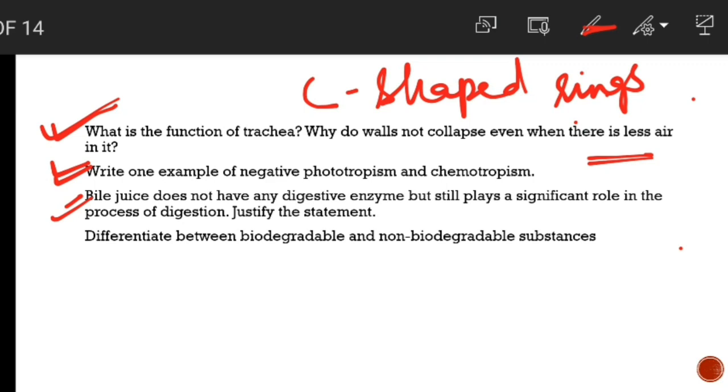So examples of biodegradable substances are paper, vegetable peel, animal waste. All these are biodegradable substances, whereas non-biodegradable substances include metals, tins, glass. So all these are non-biodegradable substances. You cannot degrade them, but maybe you can recycle them. Alright. Moving on to the next.